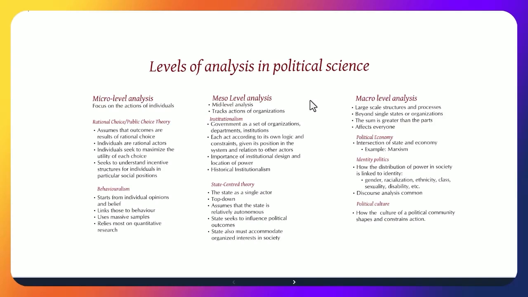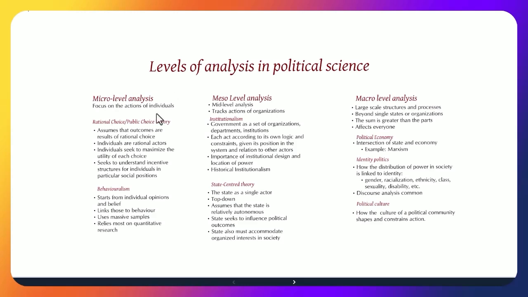This tutorial is an overview of different levels of analysis in political science. The theory that we use to analyze society, power relations, politics, will make certain assumptions about how the world works and thus act on a particular level of society. So I've divided here between micro level analysis, meso level analysis, and macro level analysis, which is broadly speaking the three different levels that we can talk about social science, political science.